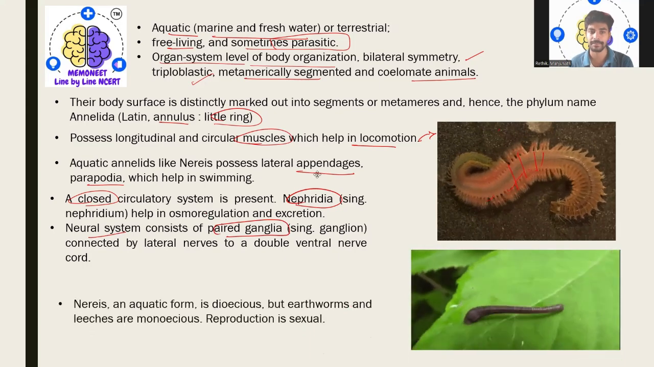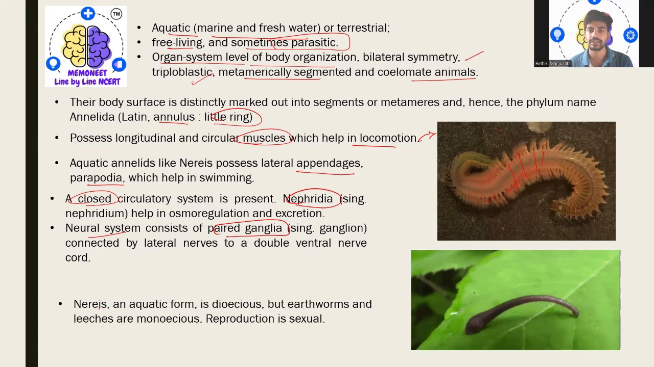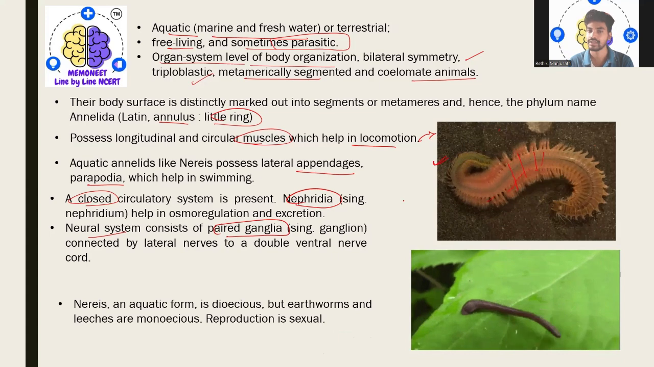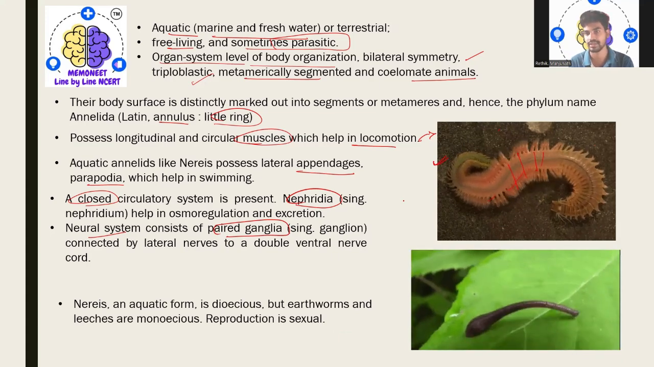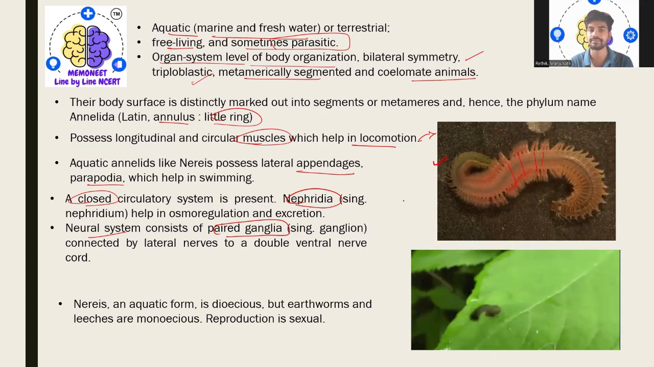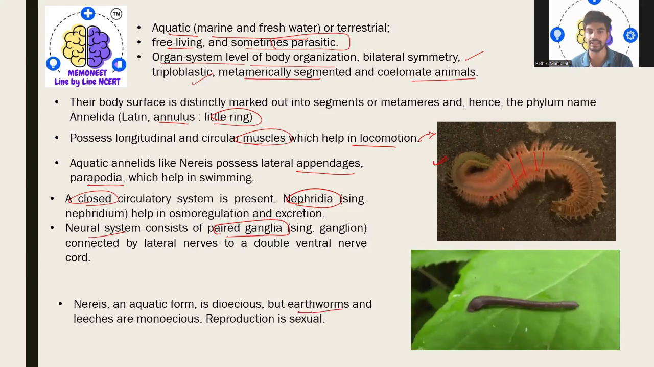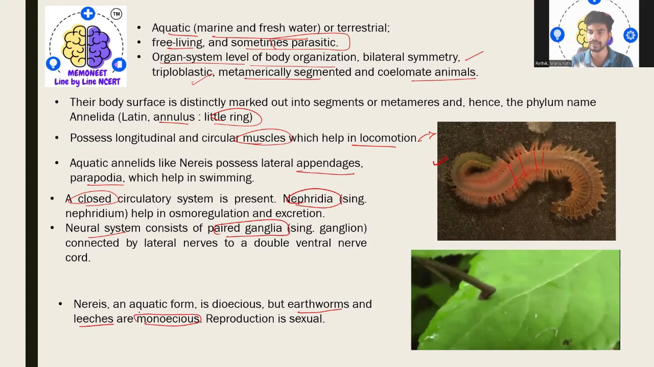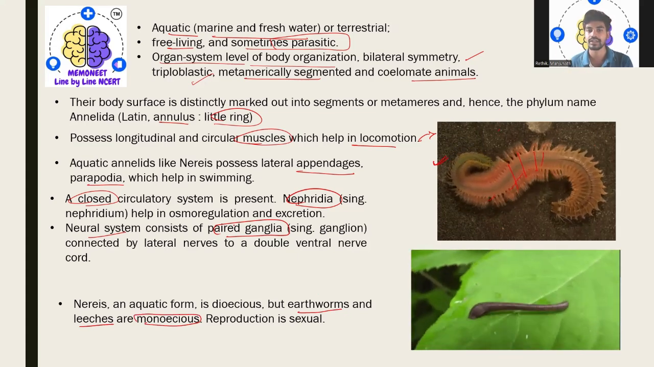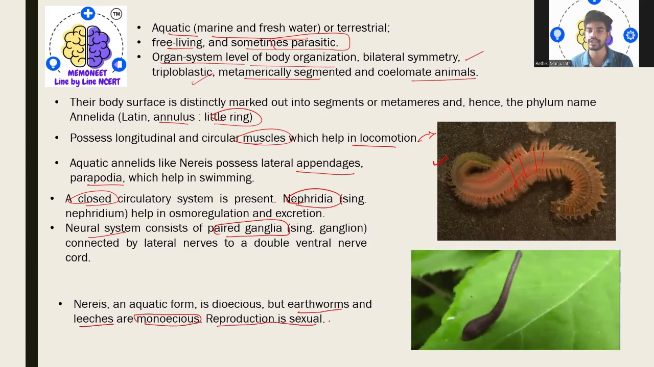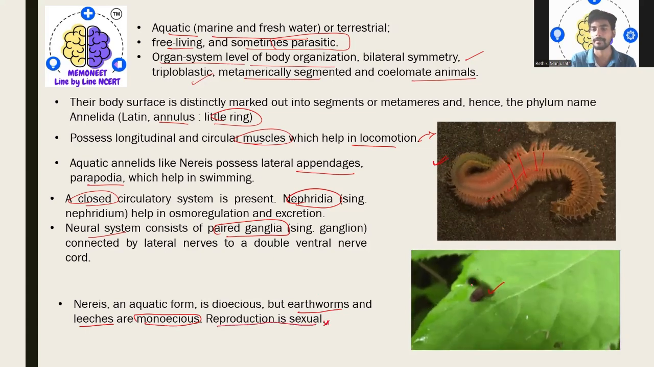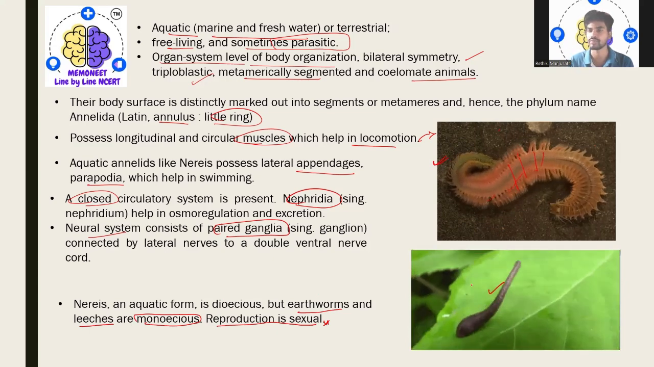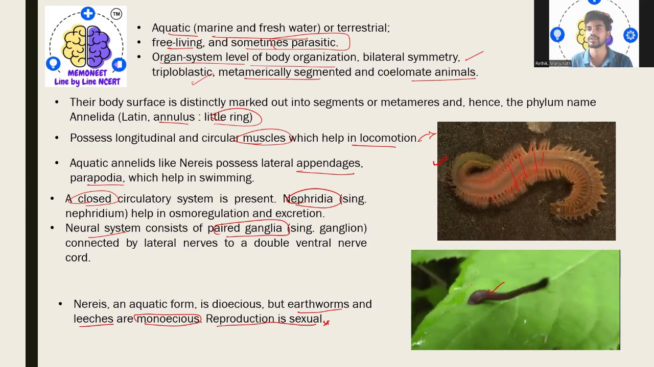Then, one thing is Nereis, which is an aquatic form, right? It is dioecious. Sexes are separated, but in earthworm and basically in leeches, they are monoecious. That means both sexes are present within the same individual. And coming to the reproduction mode, it is through sexual mode. This is leech. So leech is the blood sucking animal that you have seen in the rainy season. They are most predominant during the rainy season.